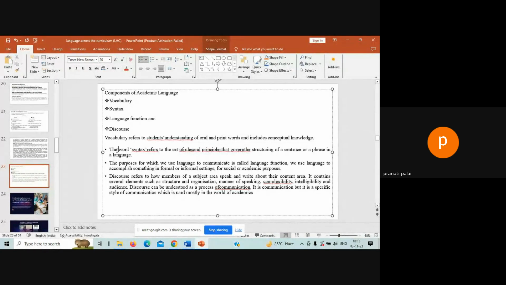Next is your discourse. What is discourse? Discourse refers to how members of a subject area speak and write about their content area. It contains several elements such as structure and organization, manner of speaking, complexity, intelligibility, and audience. Discourse can be understood as a process of communication. It is communication, but it is a specific style of communication which is mostly used in the world of academics. So discourse means using a particular type of communication in a particular type of situation.